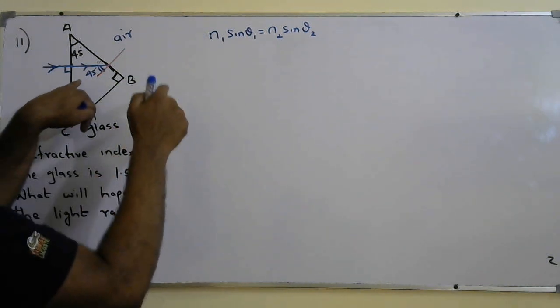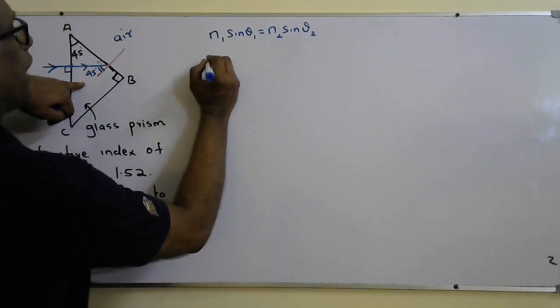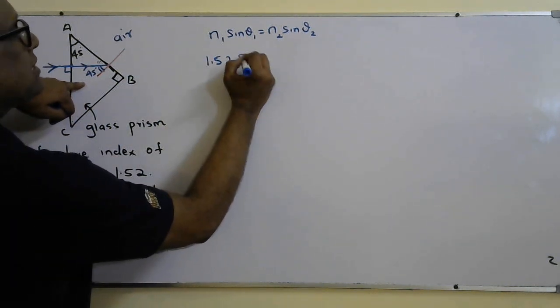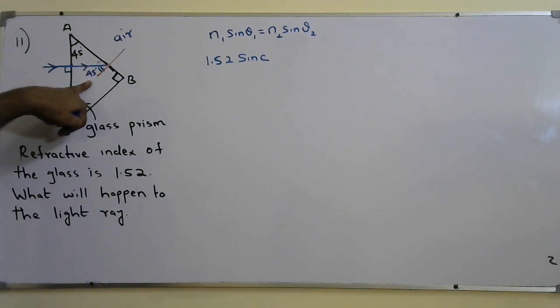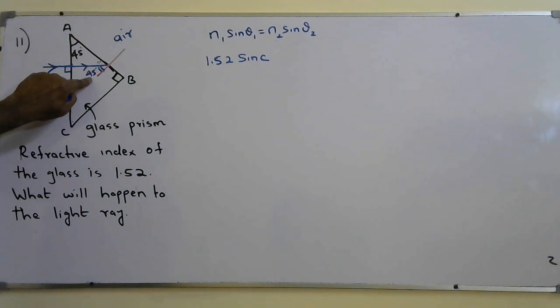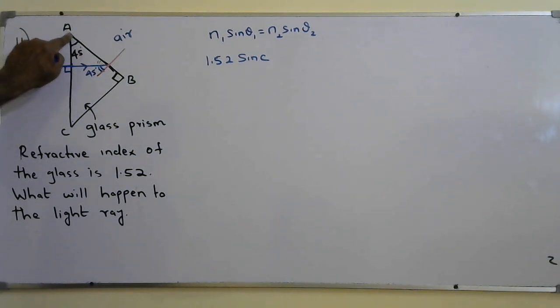N1 is the refractive index of glass, which is 1.52. Sine C, the critical angle, occurs inside glass. We will see the critical angle first, then we will compare it with the 45 degree angle of incidence on AB. Here there is no refraction because the light ray is perpendicular to the boundary AC.